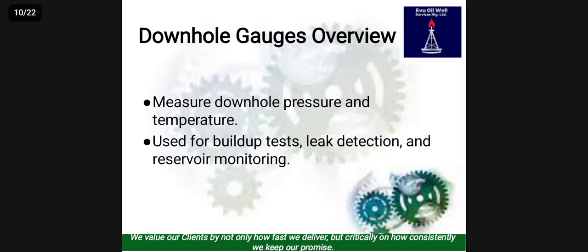Downhole gauges overview. Downhole gauges are tools that measure pressure and temperature in the well. They are used for pressure buildup and drawdown tests, leak detection, and reservoir monitoring. Always treat gauges like sensitive instruments. Handle with care, please, trainees.